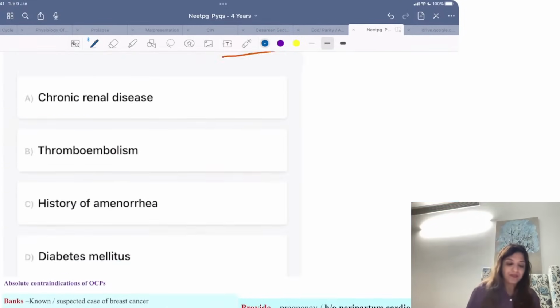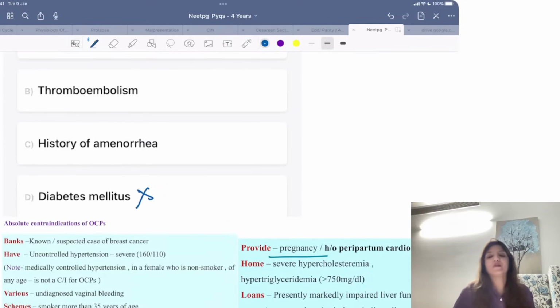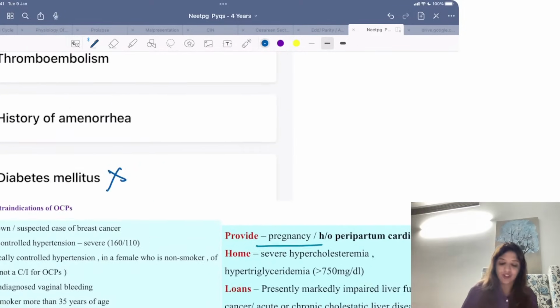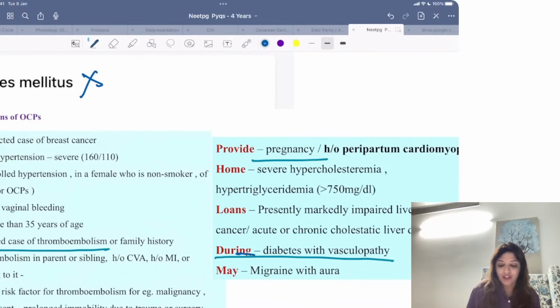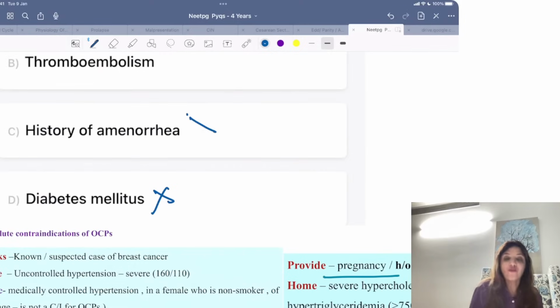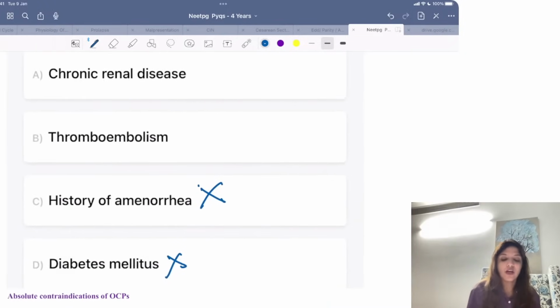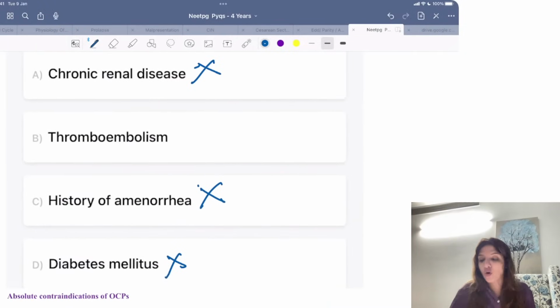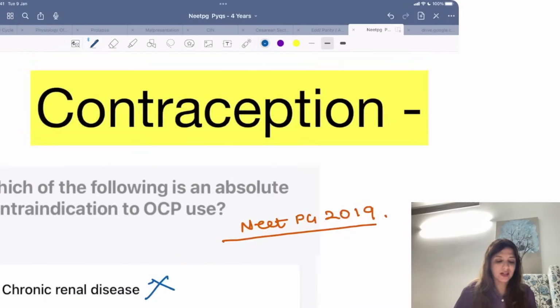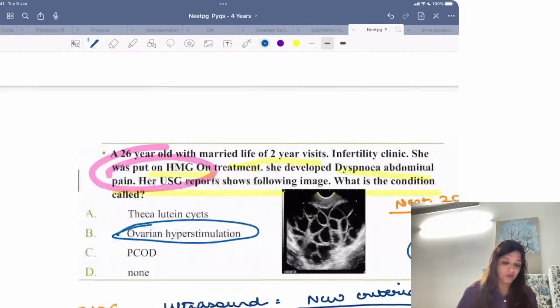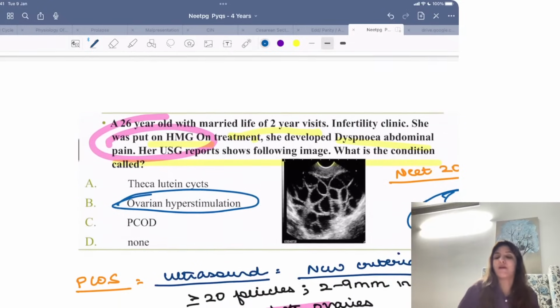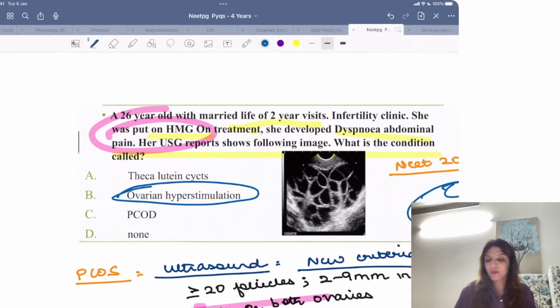Now remember, diabetes is not per se a contraindication. It is diabetes with vasculopathy which is an absolute contraindication. History of amenorrhea is not a contraindication. Pregnancy is a contraindication. Chronic renal disease is not a contraindication. The answer of 26, what was 26? I don't even know which question. Over here it is ovarian hyperstimulation. Okay.